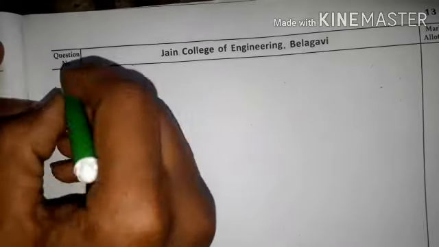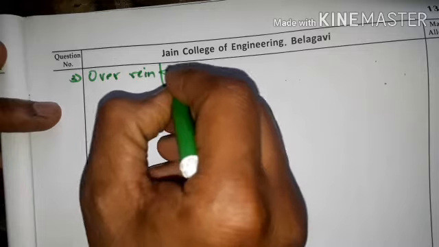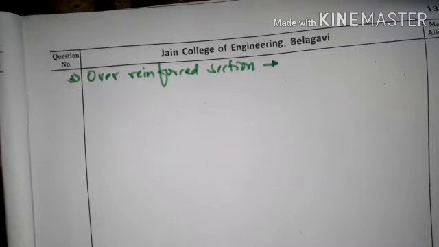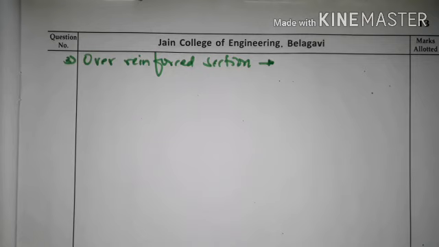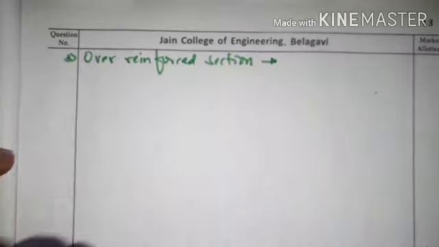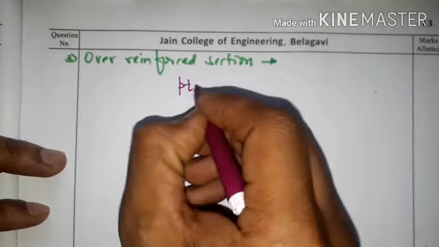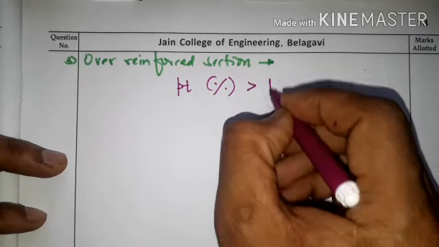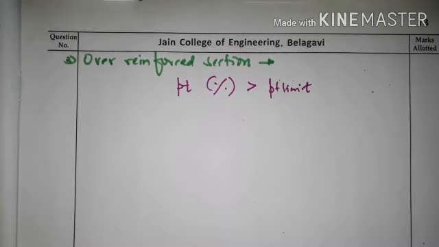Next, the third one is the over reinforced section. Okay, so in the over reinforced section what will happen, the percentage of steel, you can say PT, will be more than PT limit. The percentage of steel will be more than PT limit.